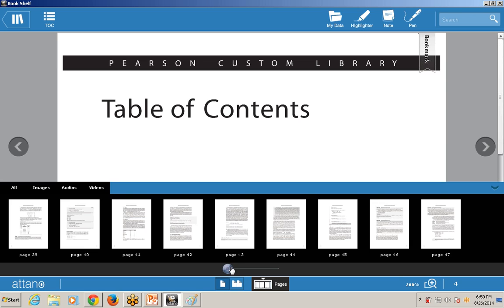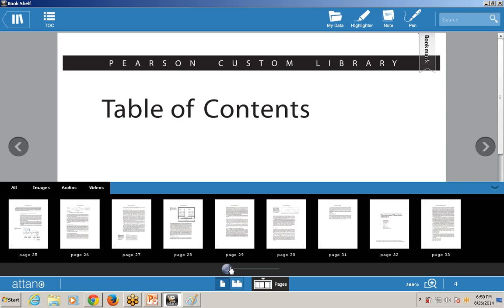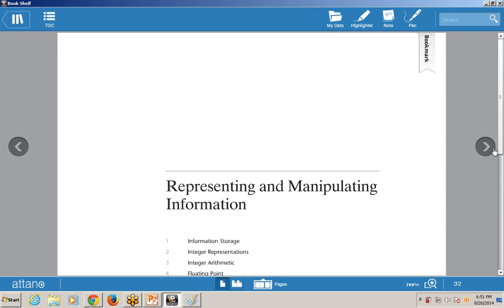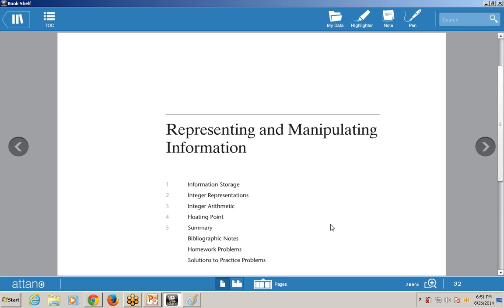Now let's see what we have covered in chapter number 2. In chapter number 2, we have covered only 4 topics. The first one is information storage, meaning where the data will be stored, what are the types of memory, that is primary memory, secondary memory, cache memory. Then we talked about integer representation, meaning how we can represent the integer number. Then in the next topic we covered integer arithmetic, meaning the operations we perform on integer values like addition, subtraction, multiplication and division.